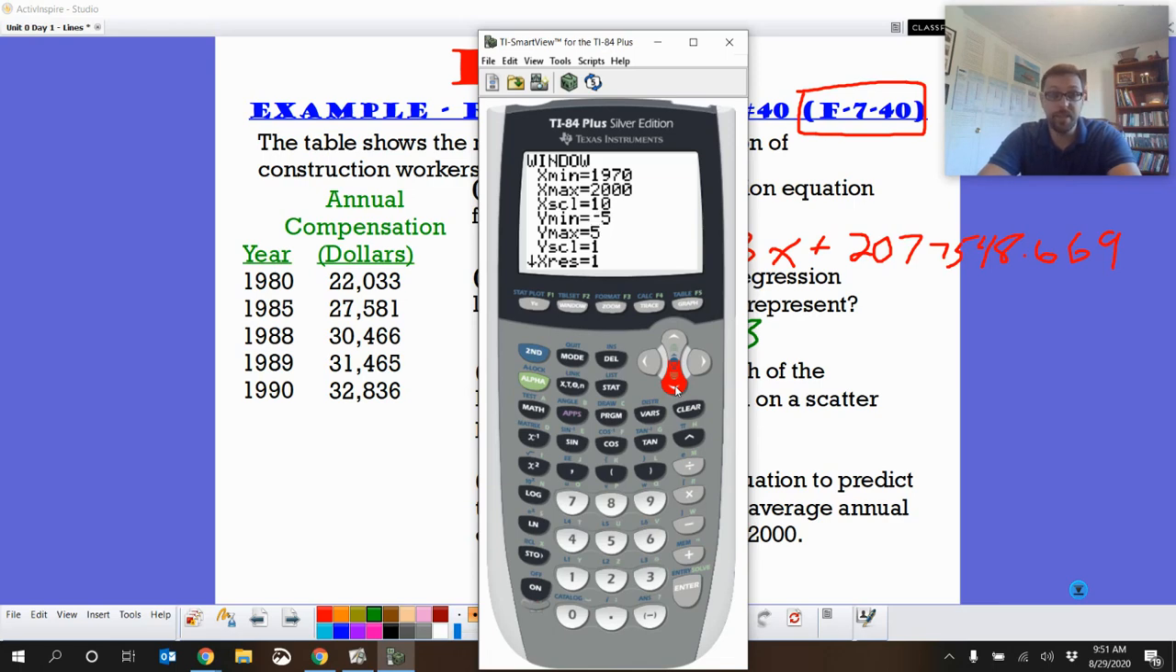Now my Y values, once again, look at how big those numbers are. We want to make sure that our window is inside of that. So let's start at 20,000 as our low end, and let's go to about 34,000. And let's have our scales be by 1,000. Let's graph that. Ooh, there we go. There's all of our nice points. And we don't have a line. Why don't we have a line? I was hoping that would be there too. Be right back while I fix it.